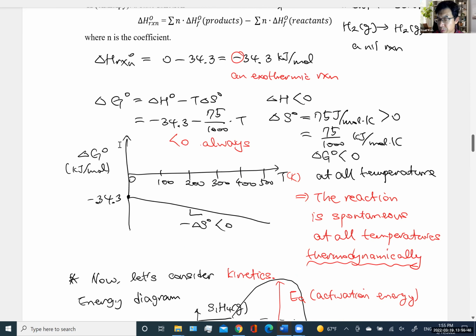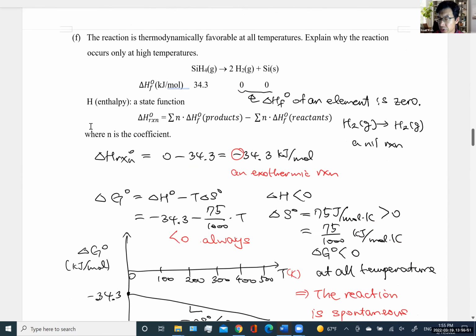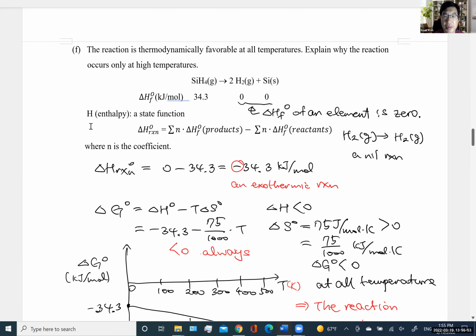The reaction is spontaneous. The reaction is thermodynamically favorable. In other words, this reaction is spontaneous at all temperatures. Low temperature, high temperature, doesn't matter. At all temperatures, the reaction is spontaneous and thermodynamically favorable. Explain why the reaction occurs only at high temperatures. So this one is some discrepancy. We expect the reaction to occur spontaneously at all temperatures, but in actuality, the reaction only occurs at high temperatures.